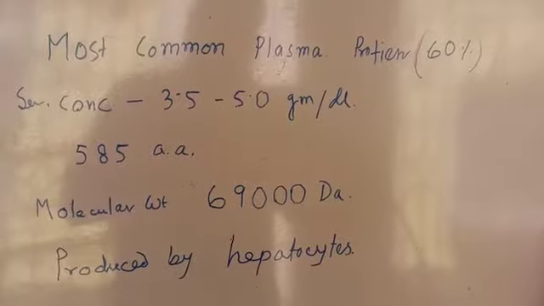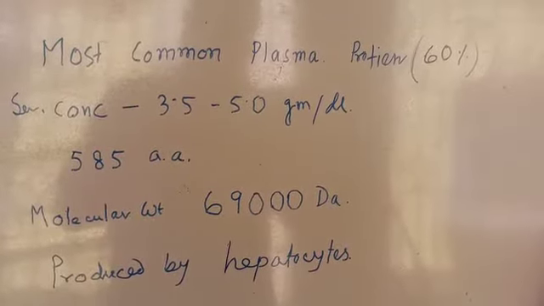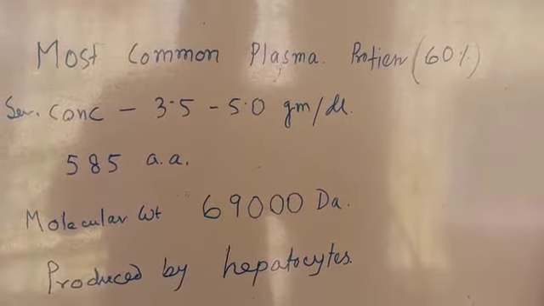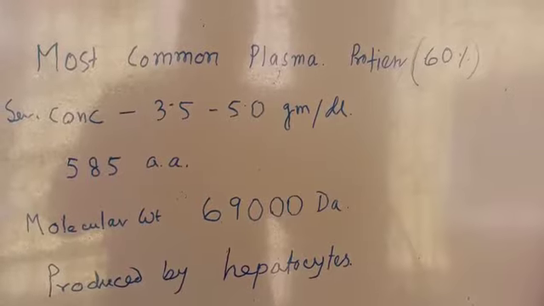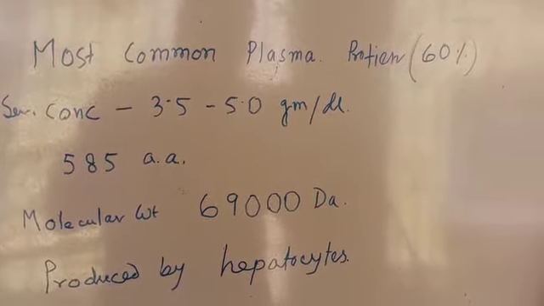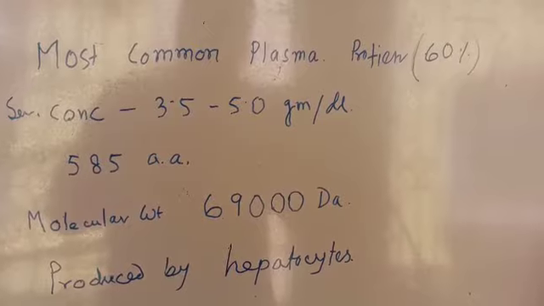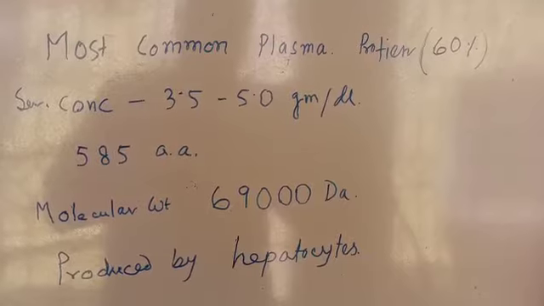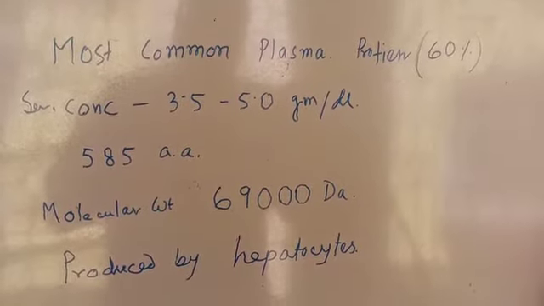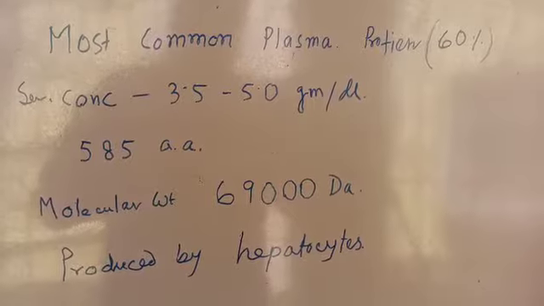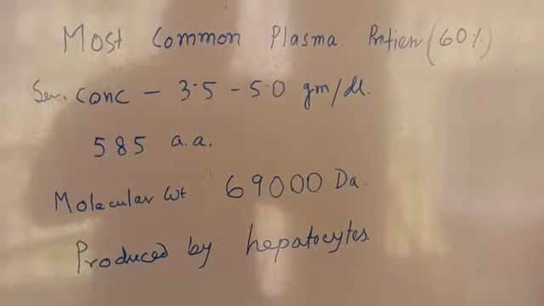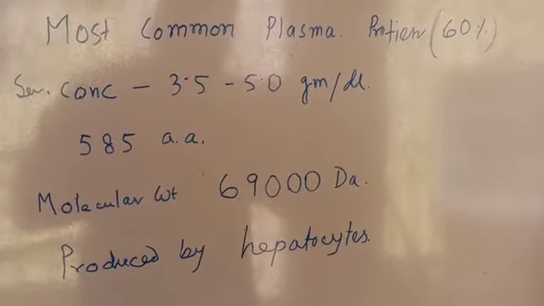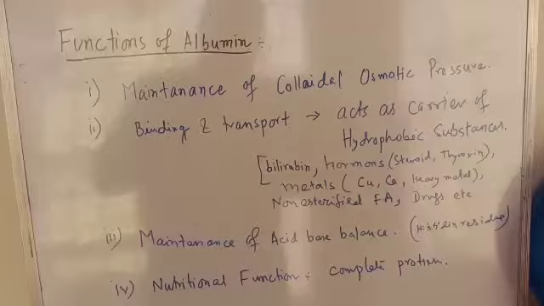Now, I want to say a few words about albumin. It is the most common plasma protein, followed by serum globulin. It is almost 60% of the total protein, and its serum concentration is 3.5 to 5 gram per dl. It consists of 585 amino acids, and its molecular weight is 69000 Dalton. Albumin is produced by hepatocytes.